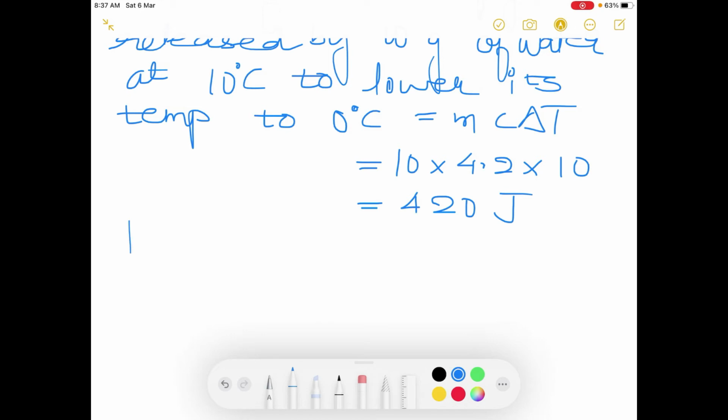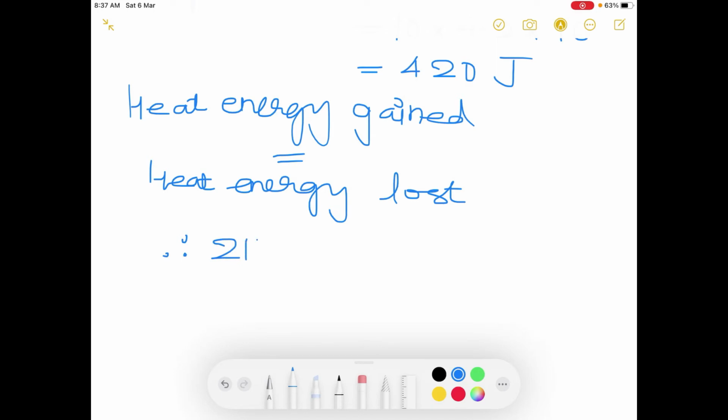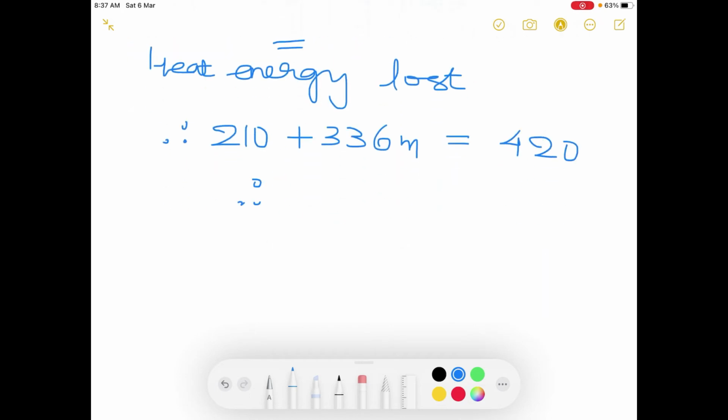Now let us apply the principle, that heat energy gained equals heat energy lost. Therefore 210 plus 336 m equals 420. So after calculating, we will get m equals 0.625 gram.